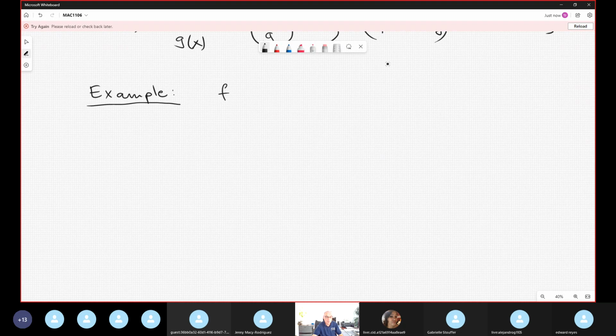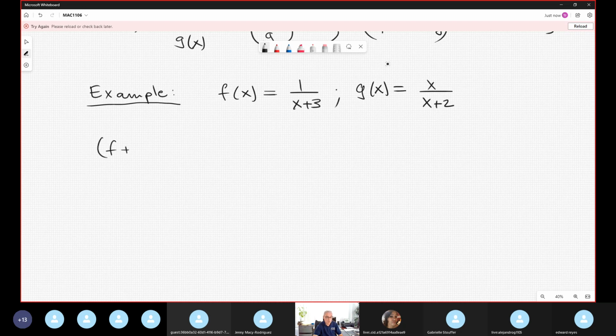Suppose the function f of x is equal to 1 over x plus 3, and g of x is x over x plus 2. I want to find a new function using the combination of f and g. Suppose f plus g of x.